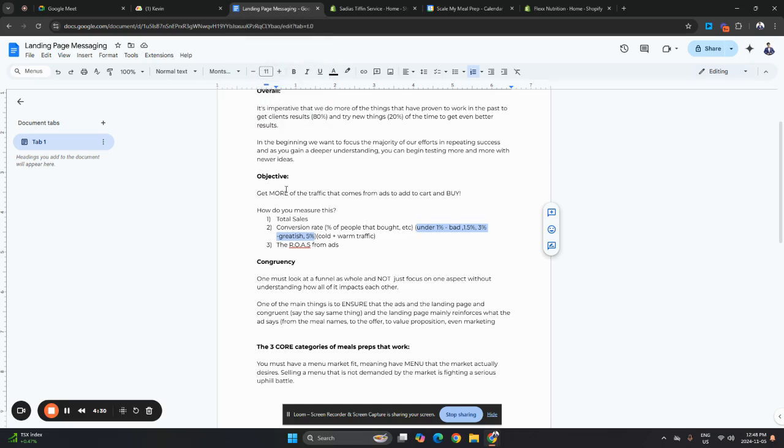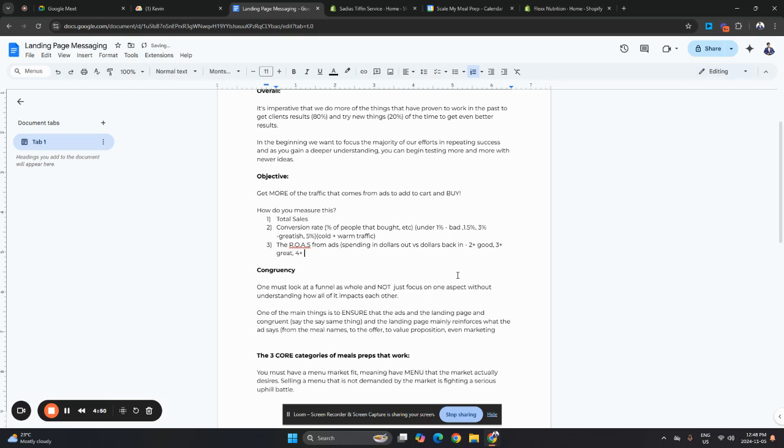And then the final way to measure this is the ROAS. So how much are we spending in dollars out versus how much are we getting in dollars back? 2 plus is good. 3 plus is great.